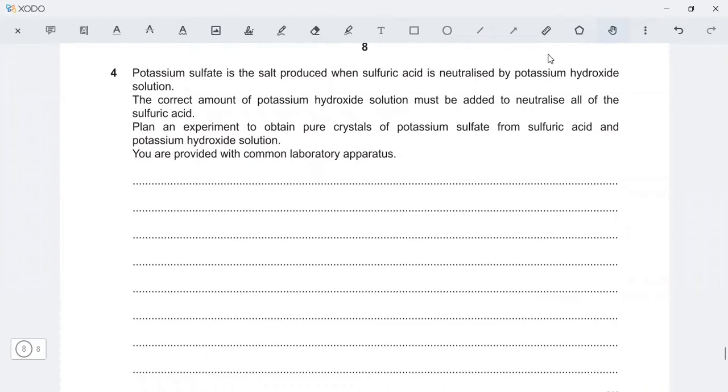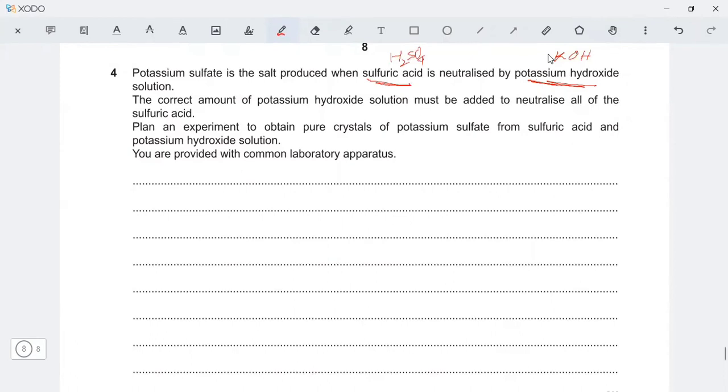It's very simple. This question seems to be about titrations. Why? Because here you could see the sulfuric acid is neutralized by potassium hydroxide. This potassium hydroxide is an alkali, whereas sulfuric acid is an acid.